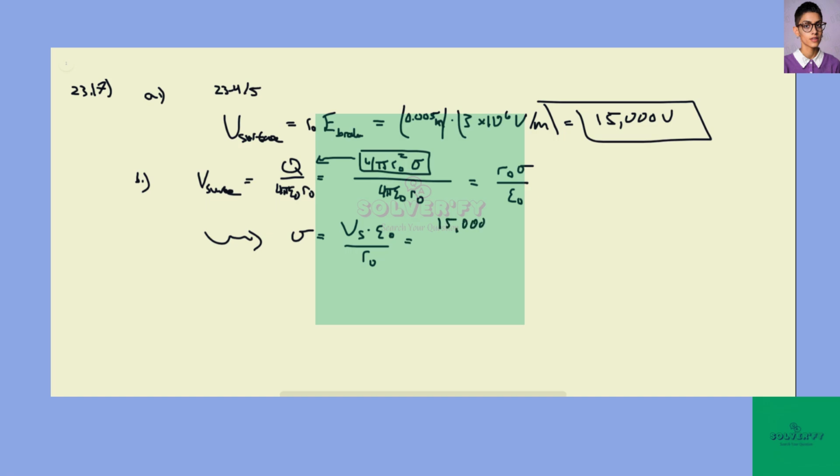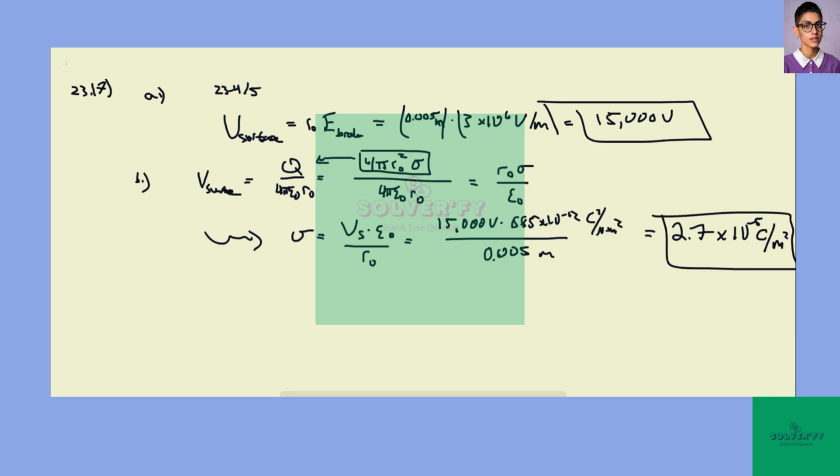So 15,000 volts times epsilon naught all over 0.005 meters. This is Coulomb squared per Newton meter squared. And this all comes out in our calculator to being a surface charge density of 2.7 times 10 to the negative 5 coulombs per meter squared. Cool.